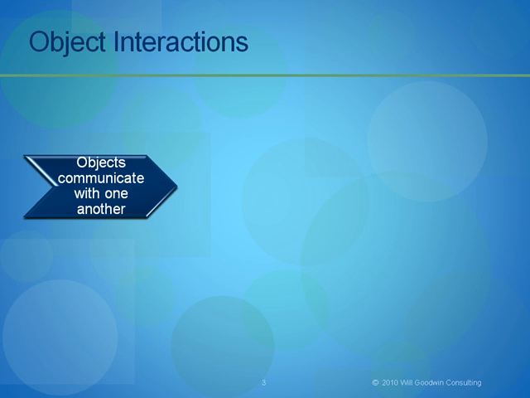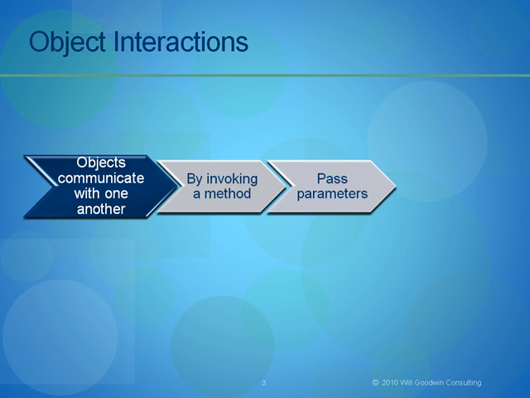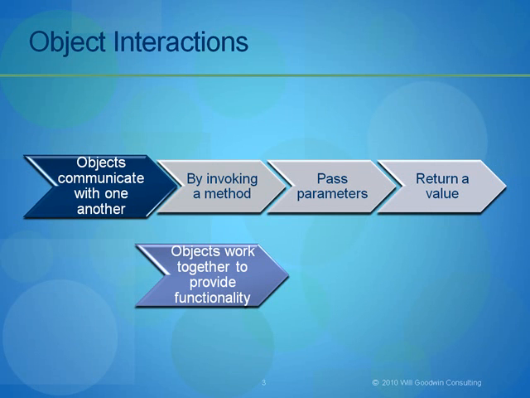First of all, object interactions. An object-oriented programming language program is designed to rely on objects which communicate with one another. One object can invoke a method on another object, passing parameters in that method, and possibly obtaining a return value from the method that was invoked. It's pretty common. Objects are designed to work together to provide the functionality of our system. And that functionality, we're suggesting, should be described originally in a use case.